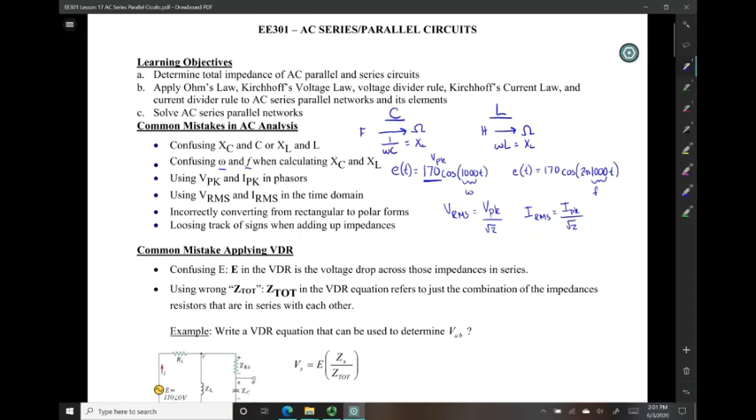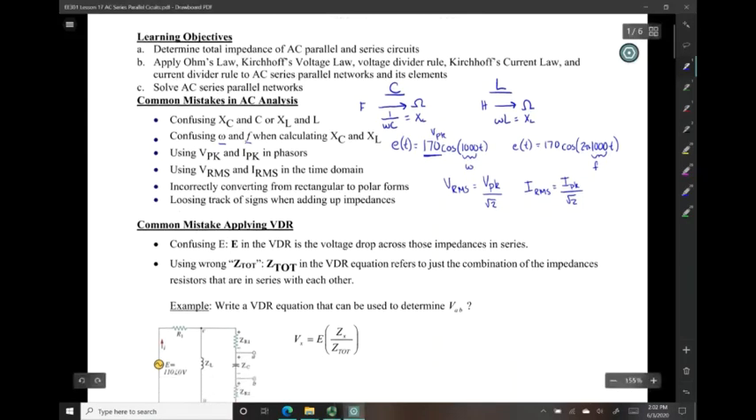Other than that, a lot of times we'll incorrectly convert rectangular to polar forms, and we'll lose track of our signs when adding up impedances. Especially important for capacitors and inductors that have the negative j or the positive j respectively. And I'll add one more common mistake: when we're calculating these using our calculators, a lot of times we will not put the parentheses in the correct places, which will give us an incorrect answer.